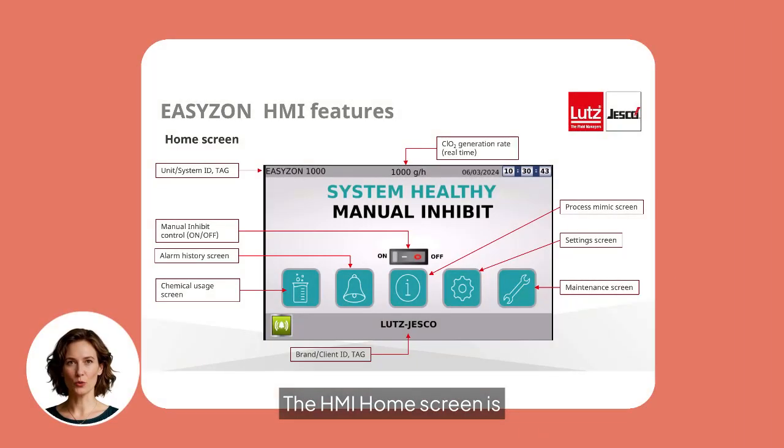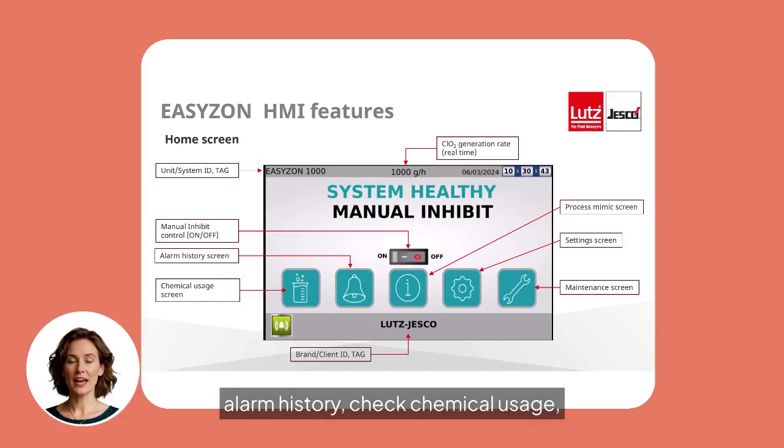The HMI home screen is the main operating hub. It displays system ID, real-time ClO2 output, and overall health status. From this screen, users can enable or disable manual inhibit, review alarm history, check chemical usage, and navigate to process mimic, settings, and maintenance menus.